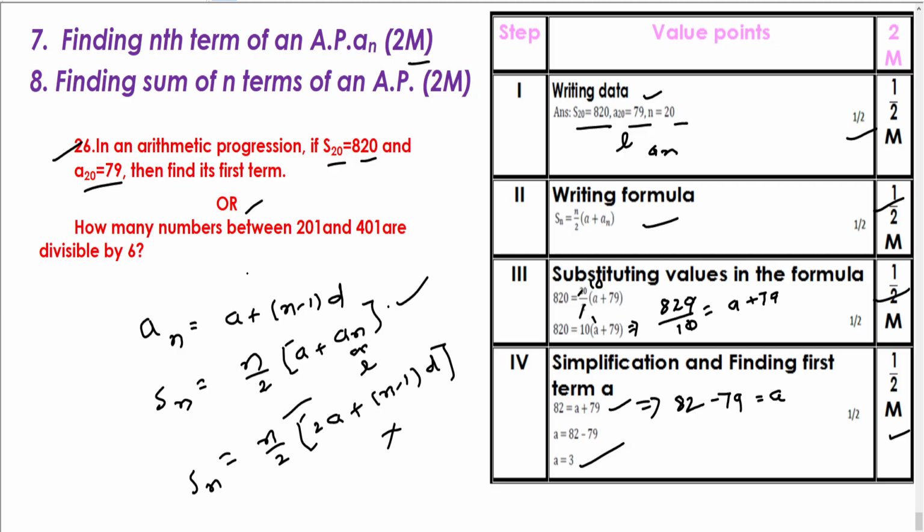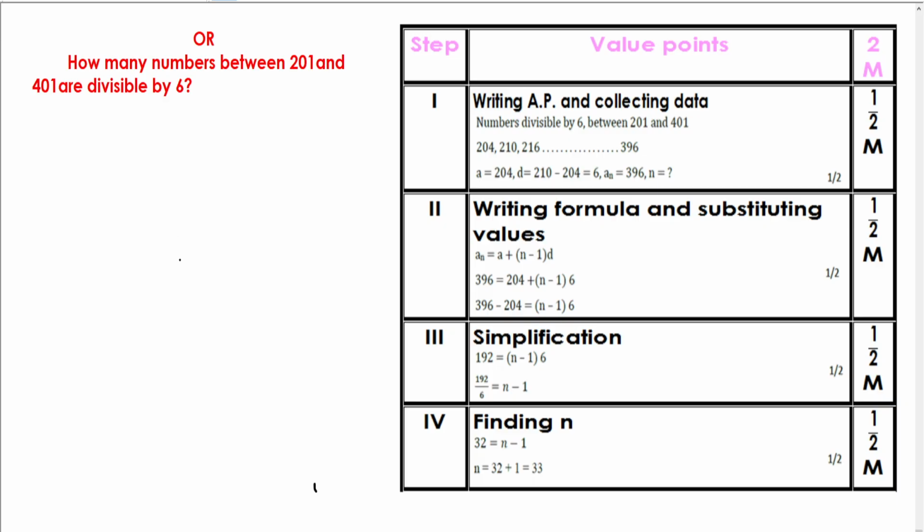A choice will be given for this problem. A 2-mark question. Observe. How many numbers between 201 and 401 are divisible by 6? Let us see that problem. For divisibility of a number by 6, that number should be divisible by both 2 and 3.